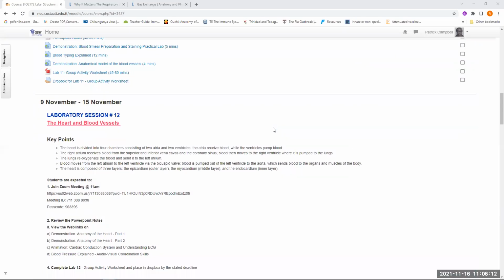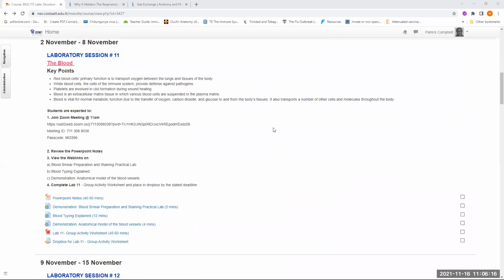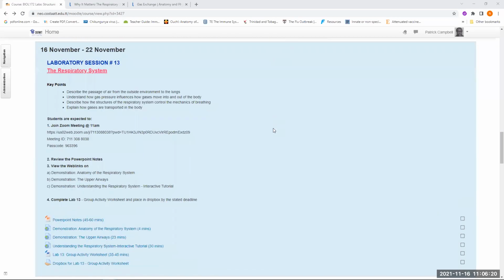Well, for the last couple of weeks, what have we been looking at? In the prior two labs, we looked at blood. Last day, we looked at the heart and blood vessels. So today's a new one, the respiratory system. And does the blood have anything to do with the respiratory system? Anybody? Does the blood play any part? Is there a relationship between the two?